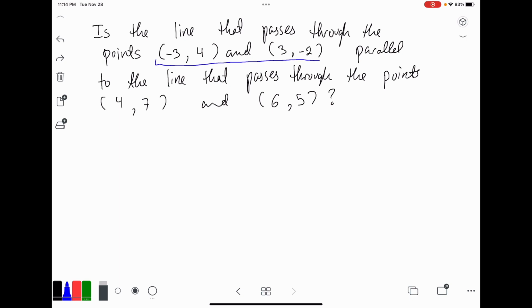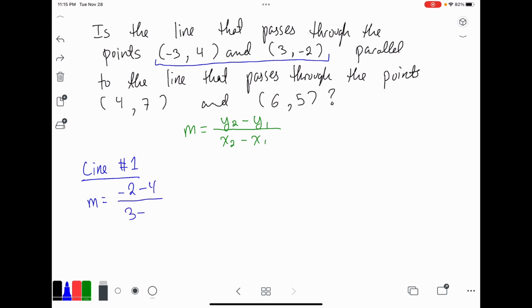For the first line, which passes through these 2 points, if you know 2 points, you can easily find the slope. To recall, the formula for finding the slope is the change in y, so you find the difference of the 2 values of y, over the change in x, which is just the difference in the values of x. This is your rise over run. So for line number 1, the slope would be (-2 - 4) over (3 - (-3)). But remember, when you subtract a negative, that becomes a plus. So we get -6 over 6, which simplifies to -1.